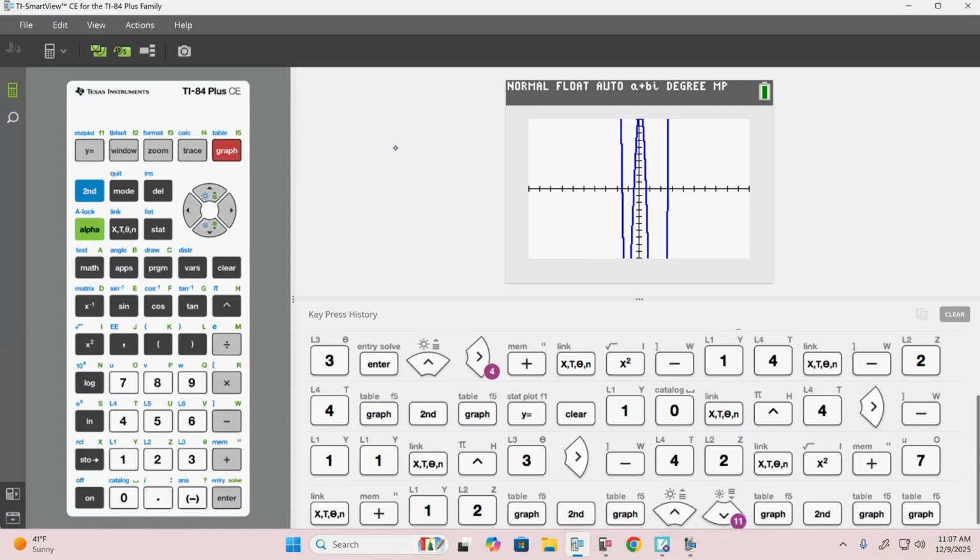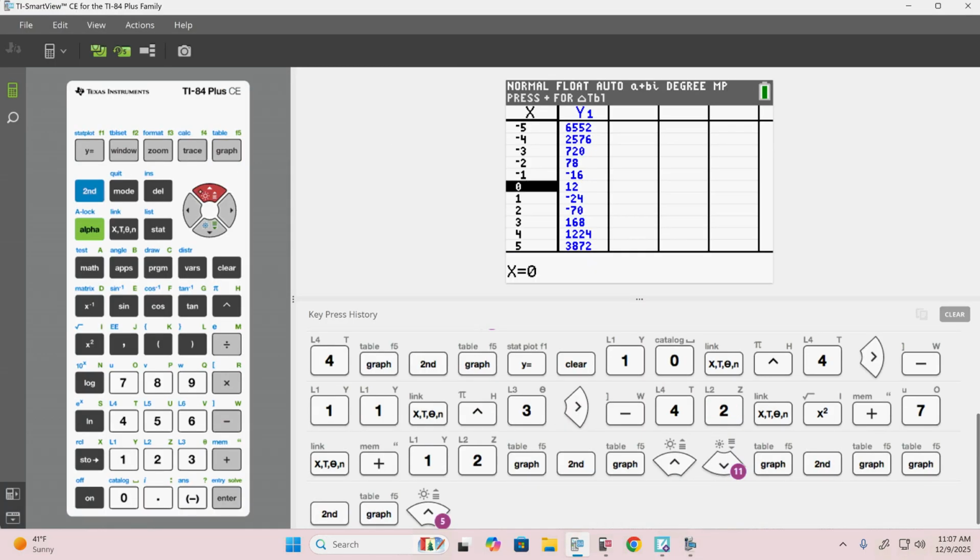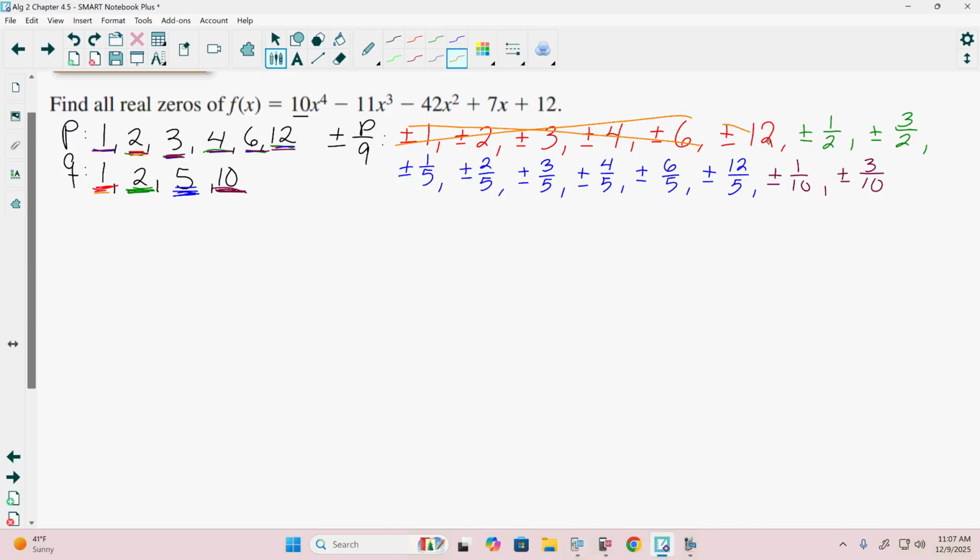And I can grab the calculator, say second table. Well, when x is -12, it's definitely not 0. And let's see, when x is 12, it's also not 0. One, two, three, four, five, 6. We got rid of 12 possible zeros just from looking at the graph. So now we're looking at these other fractional answers.